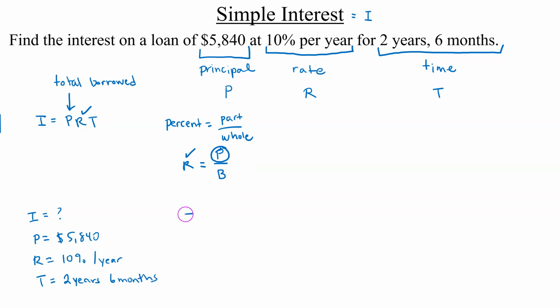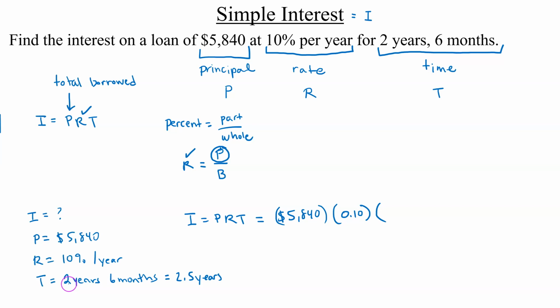All right, and we're going to plug into I equals P, R, T. P is $5,840. Rate is 10%, but whenever we're doing calculations with percentages, we have to use the decimal form. So 10% in decimal form is 0.1. And then time. Now you'll notice it's reported in years and months. We need to get it into 1 unit. So I'm going to say that this is 2.5 years.